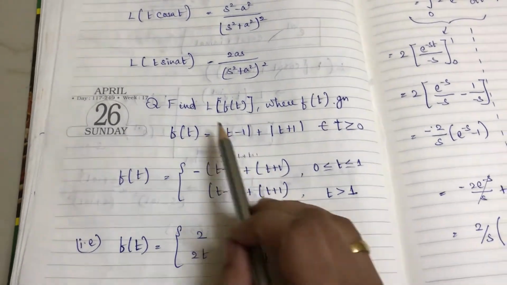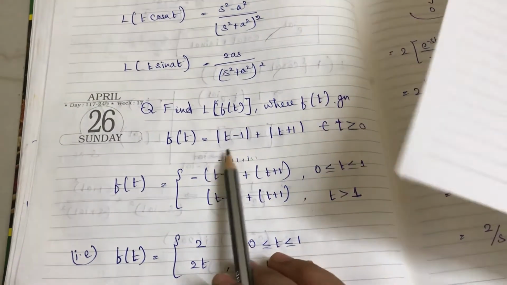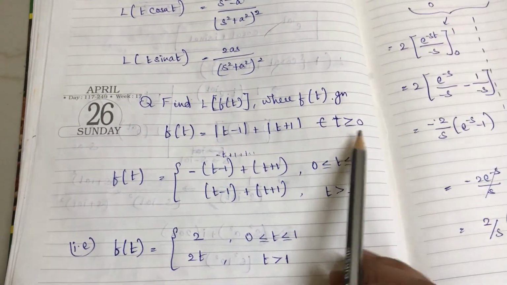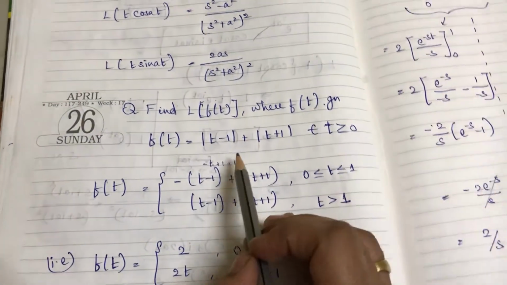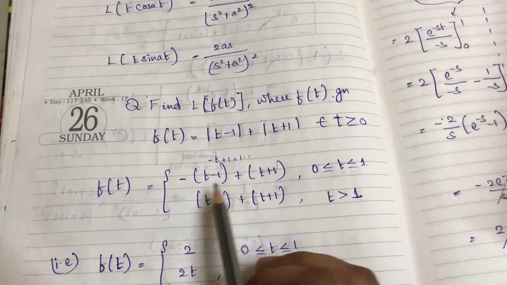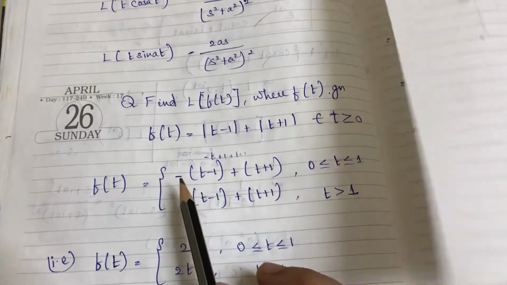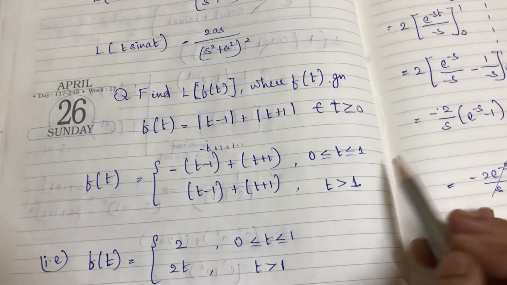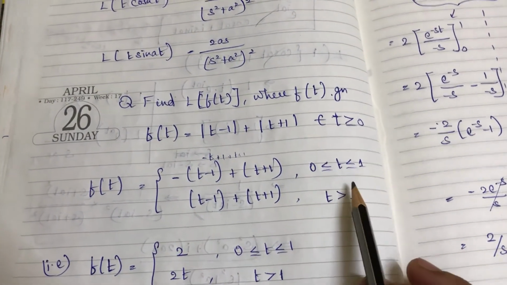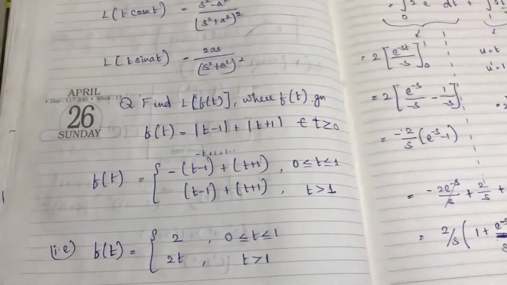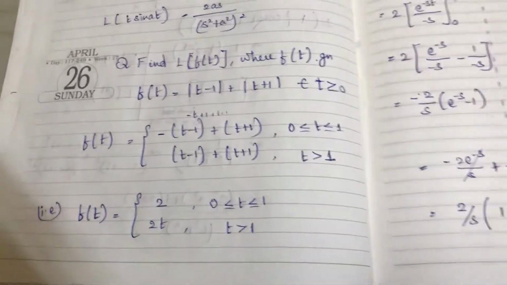And the last sum, L of 1 functions, where f of t is t minus 1, t plus 1 for all t which is greater than 0, is equal to and greater than 0. So I am just taking, this is modulus, so I am just taking one negative part and one positive part. For the negative thing I am just bringing 0 to 1. For the positive thing I am just bringing greater than 1.